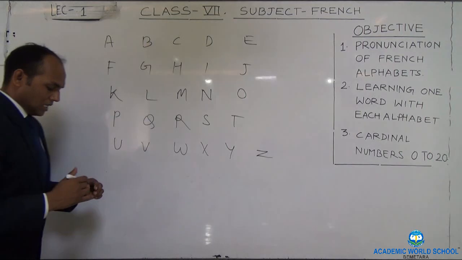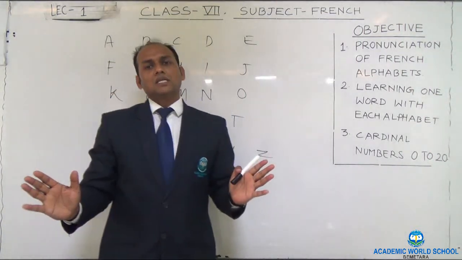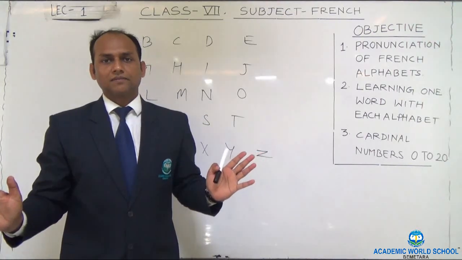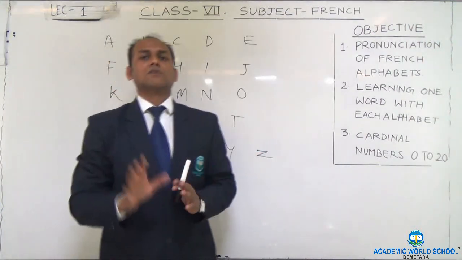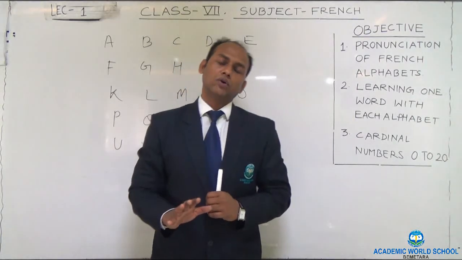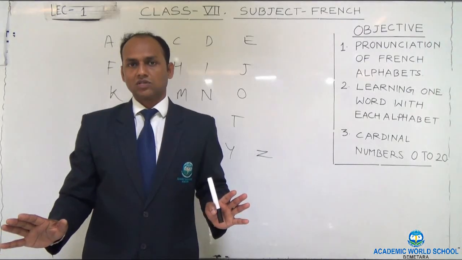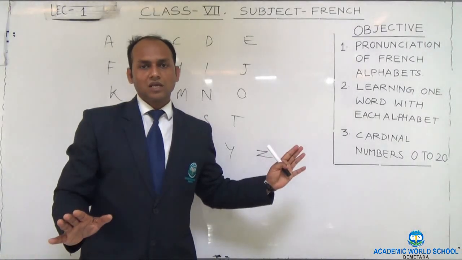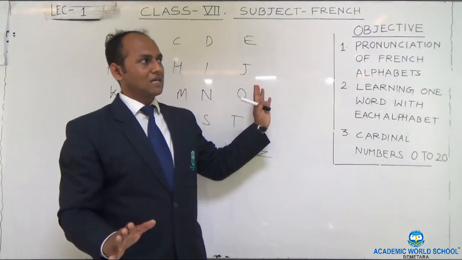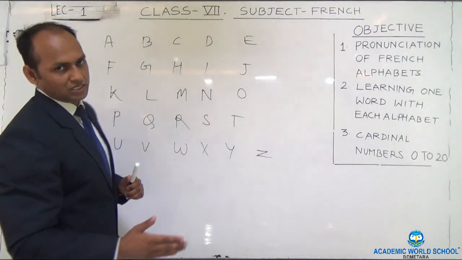In the Latin language, the number of alphabets is the same: 26 letters, out of which 5 are vowels and the remaining 21 are consonants. You must already be aware of this in the English language. Similarly, we have 26 alphabets, with the same 5 vowels and the remaining 21 consonants.